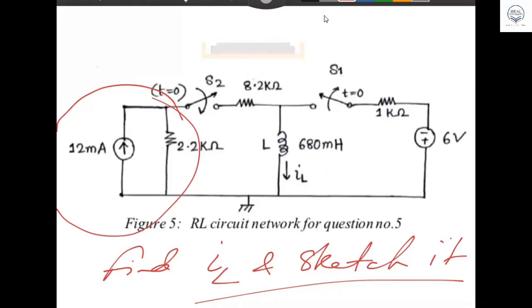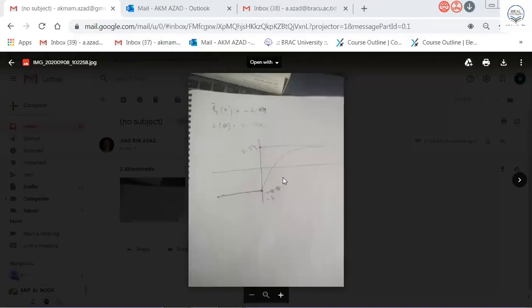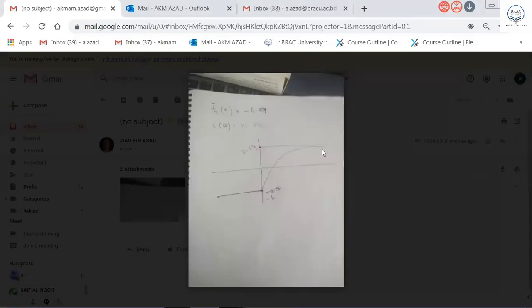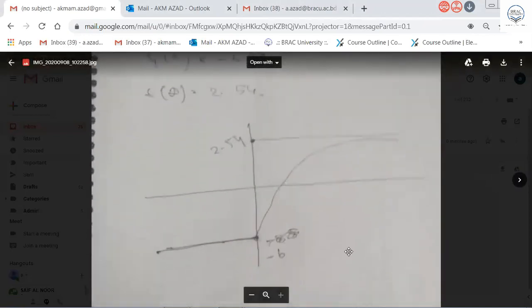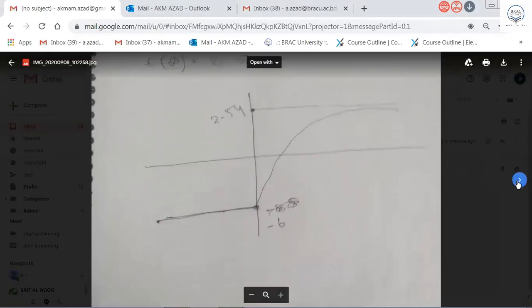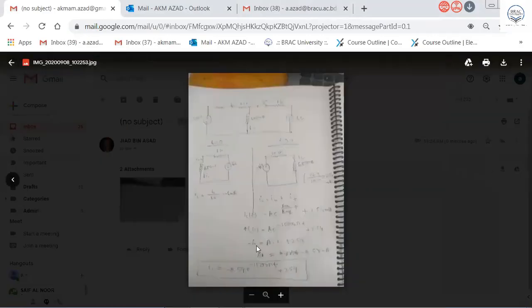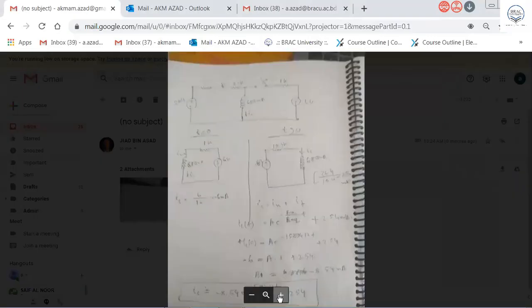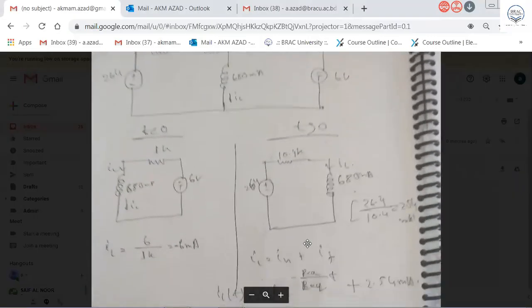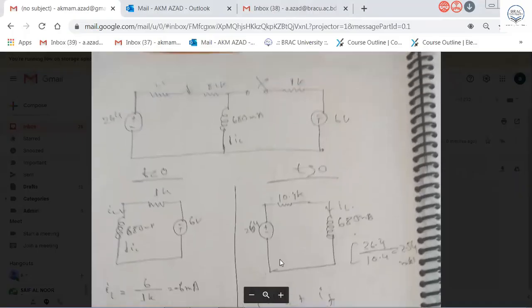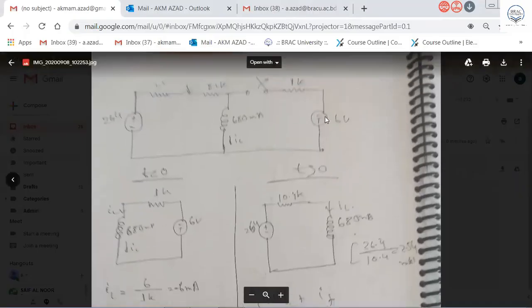Okay, have you sent it? See the screen now, all of you. Can you see Jihad's solution? Yes, sir. This is what he had done, but he had drawn the graph from the solution. If you see, the solution is like this: t is more than 0, t is less than 0. For t less than 0, this one is the circuit.